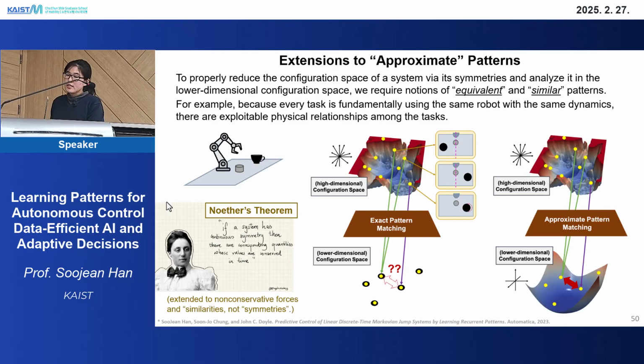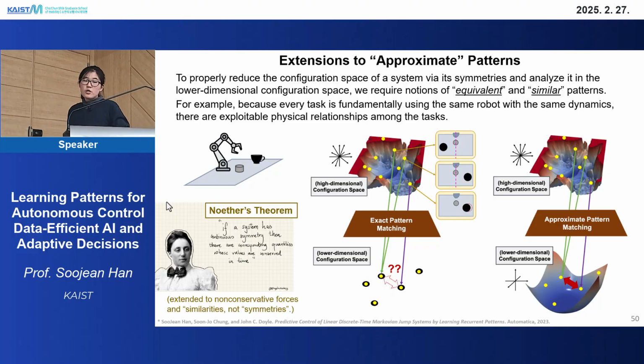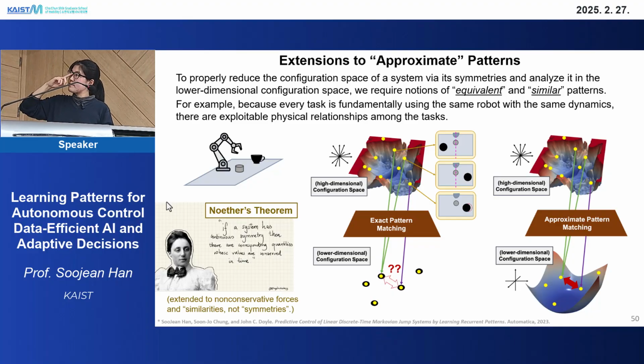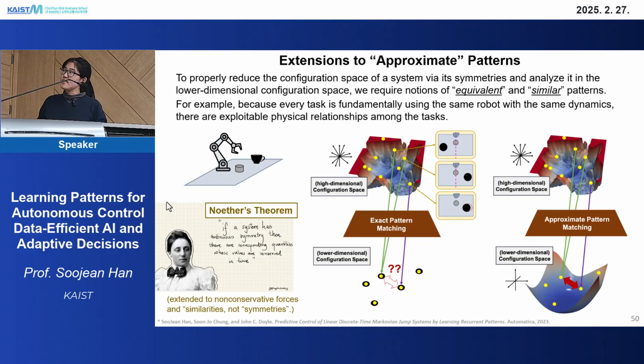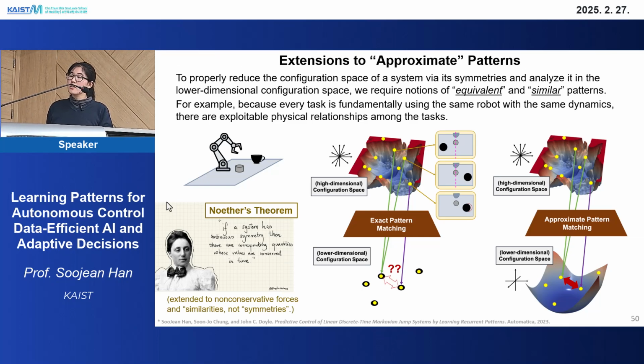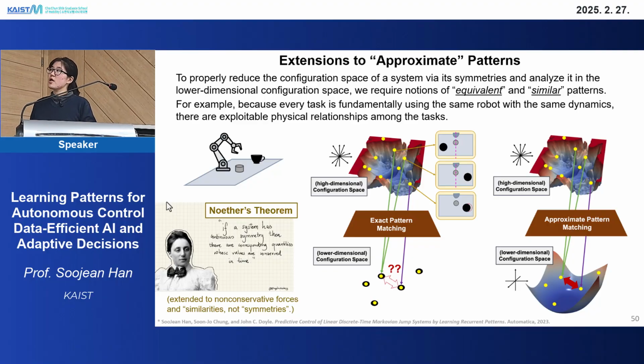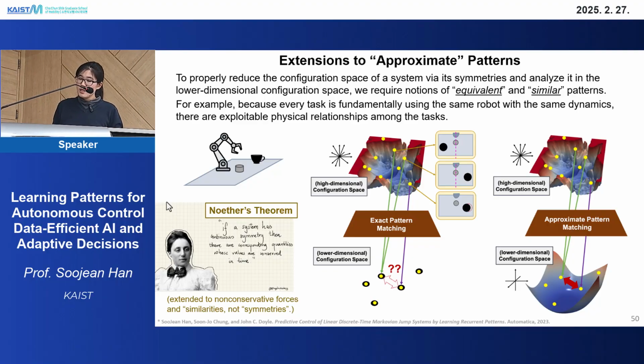So just to give a bit of a diagram, we want to properly reduce the configuration space of a system via its symmetries, so rotations, reflections, etc. And then we should be able to analyze it in the lower dimensional configuration space. So this requires the notion of equivalence and symmetries.